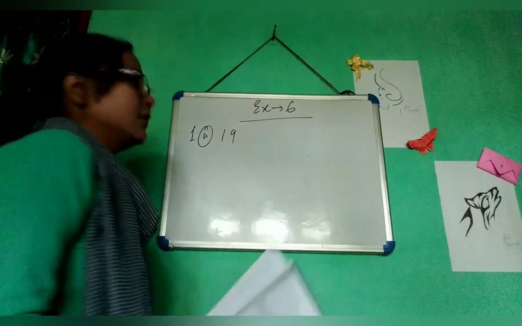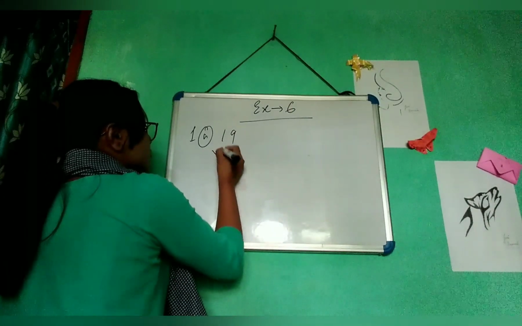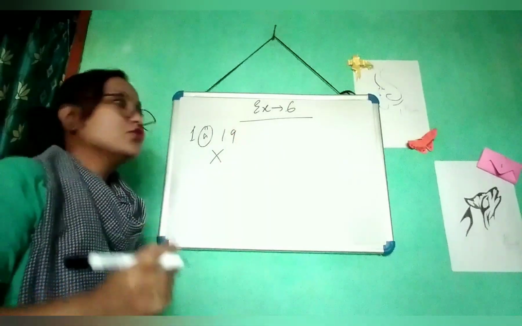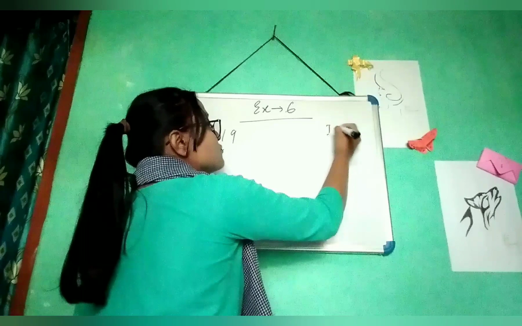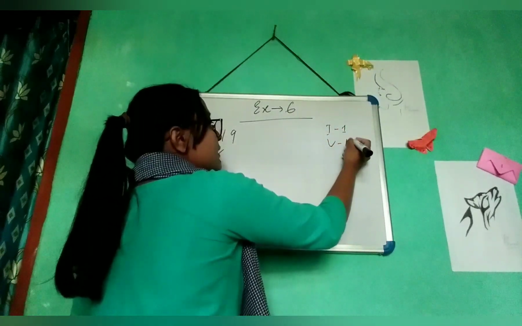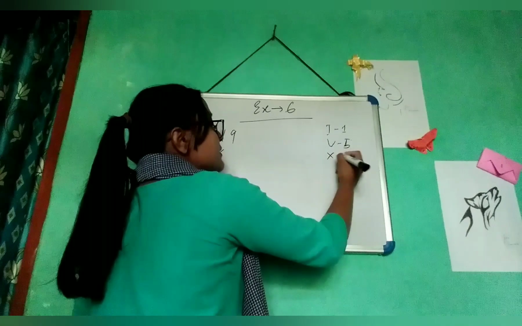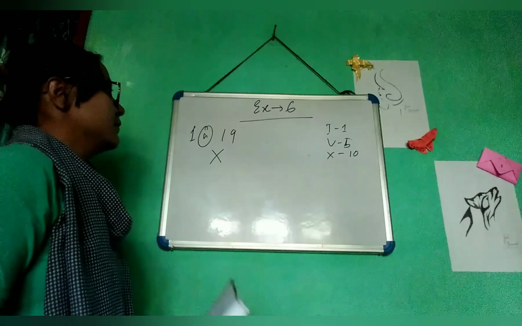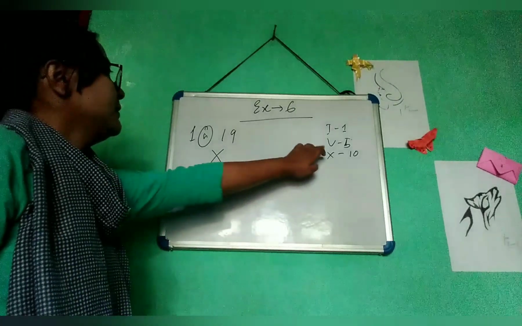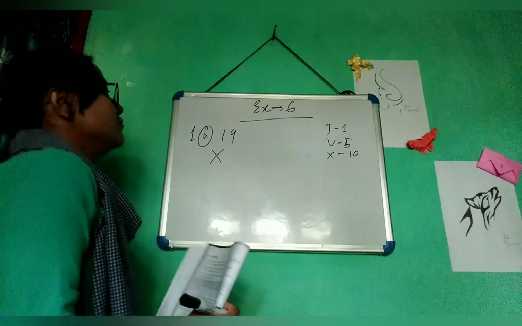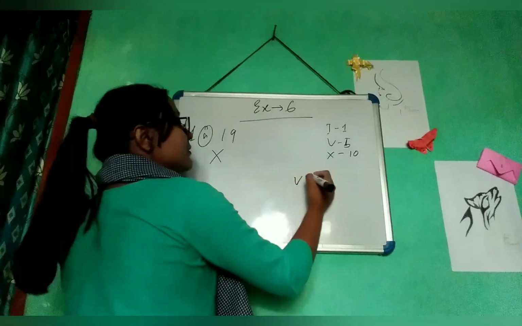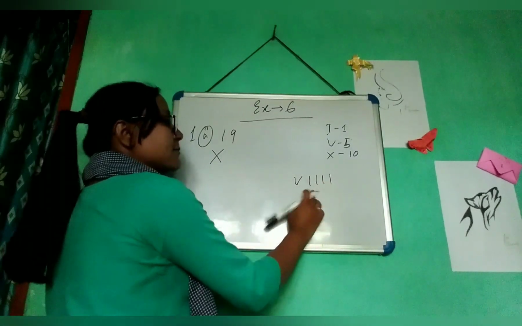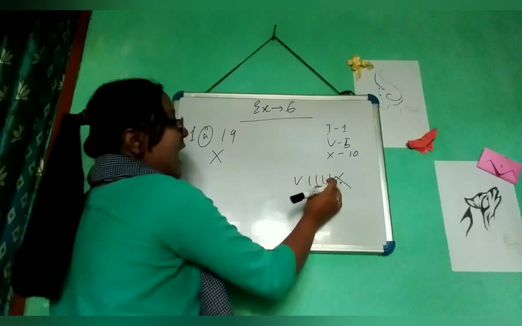How will you write 19? So X, which means 10, but it's given 9, so 1 less than 10. So you know I means 1, V means 5 and X means 10. Now how will you write this number? You cannot repeat V, and if you repeat I, you can repeat it only 3 times, so it will be wrong.